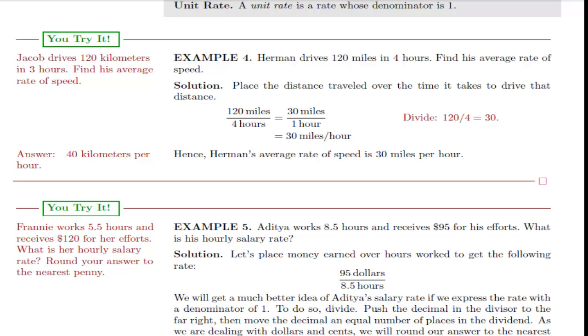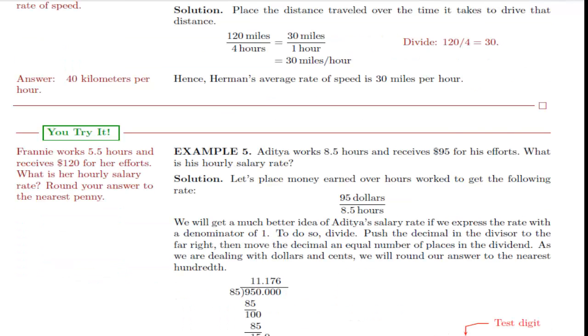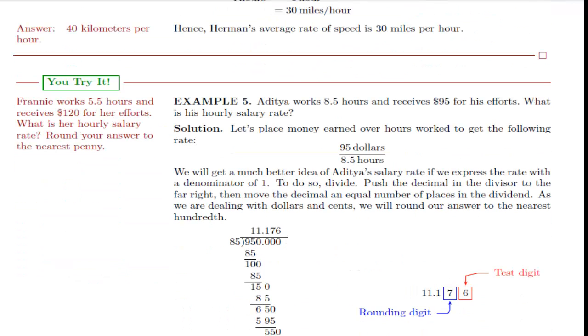Solution. Place the distance traveled over the time it takes to drive that distance. So we have 120 miles over 4 hours, which, if we reduce, is equivalent to 30 miles over 1 hour, which equals 30 miles per hour. Hence, Herman's average rate of speed is 30 miles per hour. Example 5. Adisha works 8.5 hours and receives $95 for his efforts. What is his hourly salary rate?